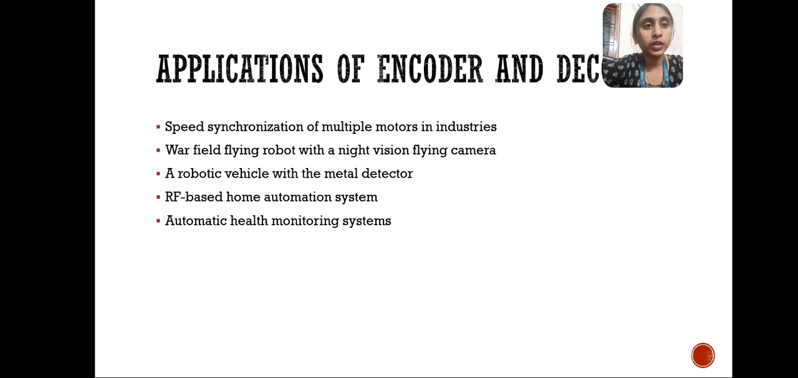Then the applications of decoders and encoders are speed synchronization of multiple motors in industries, a Warfield flying robot with a night vision flying camera, a robotic vehicle with a metal detector, an RF based home automation system, and an automatic health monitoring system.